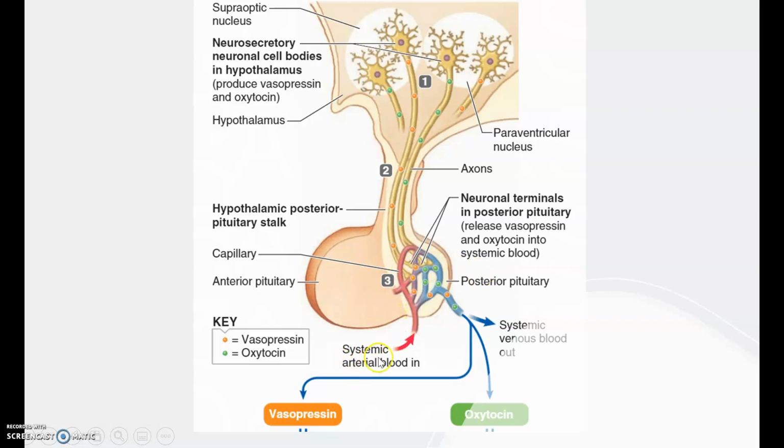Now, as we can see, we have this systemic arterial blood coming in. This is from the heart, so it's nice and oxygenated. It's going to mix here, get these hormones, which are polypeptide hormones, and we'll talk about that a little bit. And they're going to go through the systemic venous blood out to the rest of the body after going through, obviously, the lungs and the whole system. But that's the key change between the anterior and the posterior, is that vasopressin and oxytocin are being secreted by the neurons themselves from the hypothalamus.